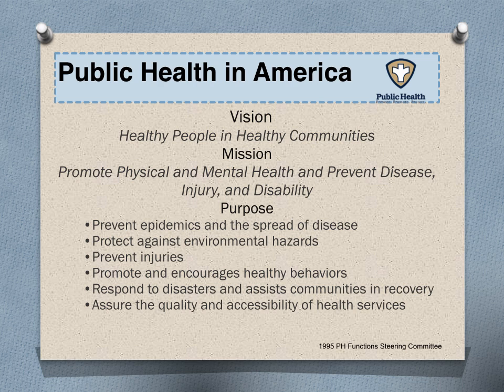In an attempt to provide one common mission, vision, and purpose of public health, the Steering Committee in 1994 wrote this Public Health in America statement. The vision is pretty simple: healthy people and healthy communities. The mission then is to promote physical and mental health and to prevent disease, injury, and disability. Promote and prevent are two words that are key to public health and to this course as you go through. The purpose then is to prevent epidemics and the spread of disease, to protect against environmental hazards, prevent injuries, promote and encourage healthy behaviors, respond to disasters and assist communities in recovery, and assure the quality and accessibility of health services.